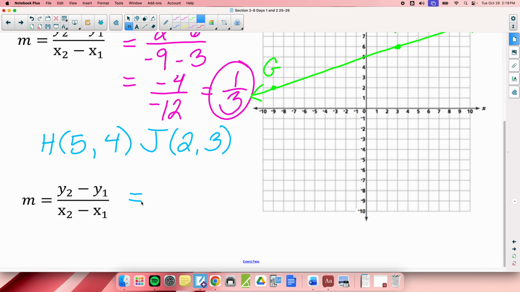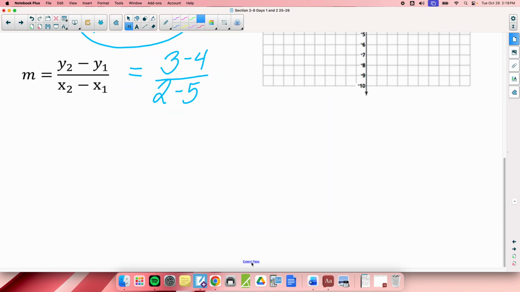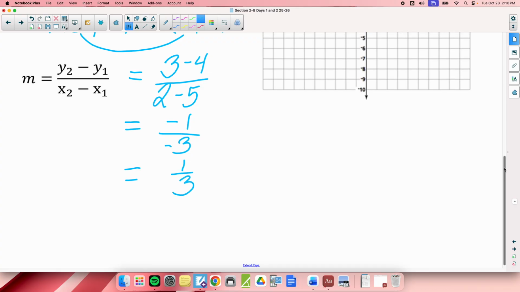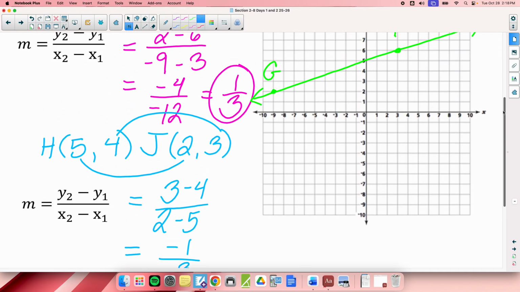So the first thing I do is subtract my y's. So I go 3 minus 4. On the bottom, I subtract my x's. So I go 2 minus 5. What is 3 minus 4? Negative 1. Very good. What is 2 minus 5? -3. I said the first one. What happens when we have a negative divided by a negative? It's positive 1/3.